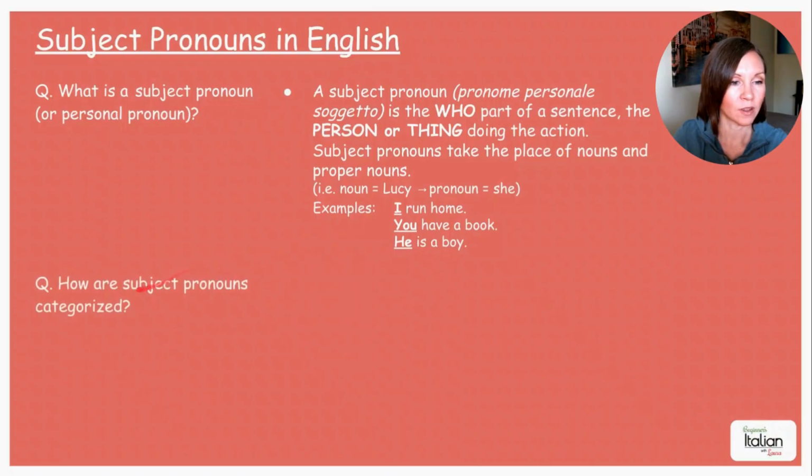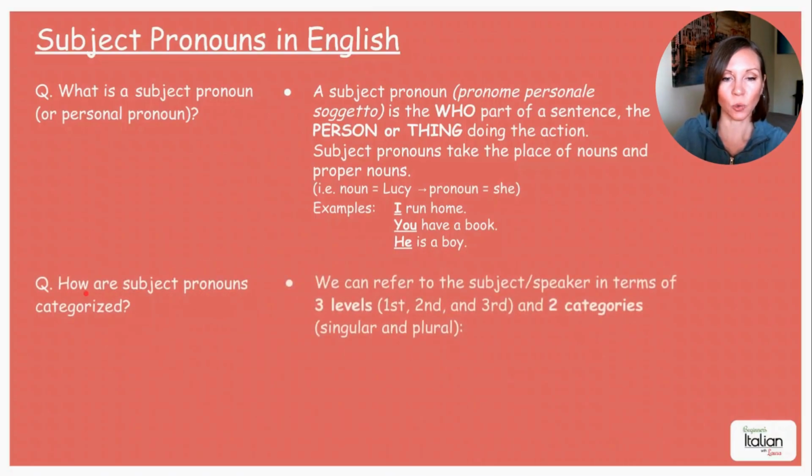How are subject pronouns categorized? So we can refer to the subject or speaker in terms of 3 different levels. We have the first, second, and third. And we have 2 categories, singular and plural.